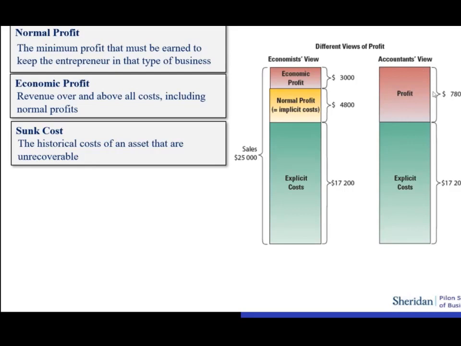So if explicit costs are $17,200, then whatever is left over, this rectangle here, would be the accounting profit, in this case $7,800. But economists would further subtract off implicit costs. So here the person's normal profit would be $4,800, and we subtract that off, and then we're left with an economic profit of $3,000. So in this case, we have a positive economic profit.